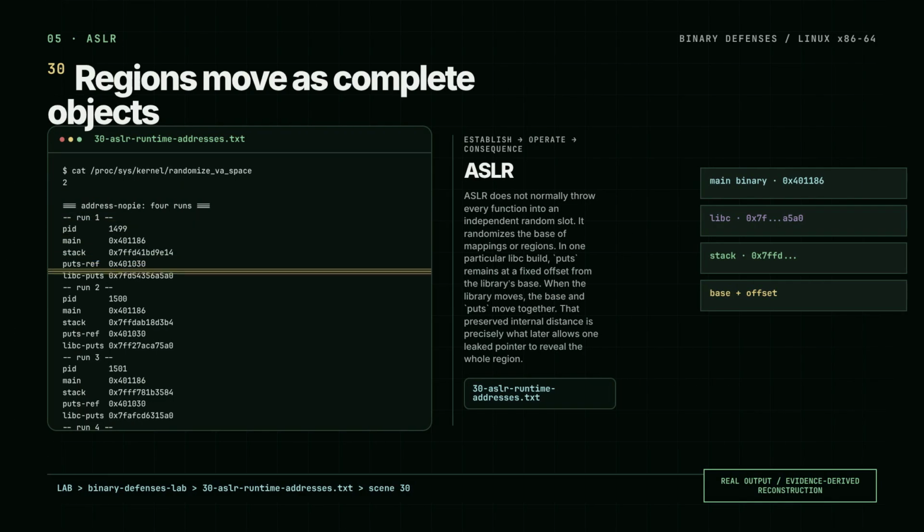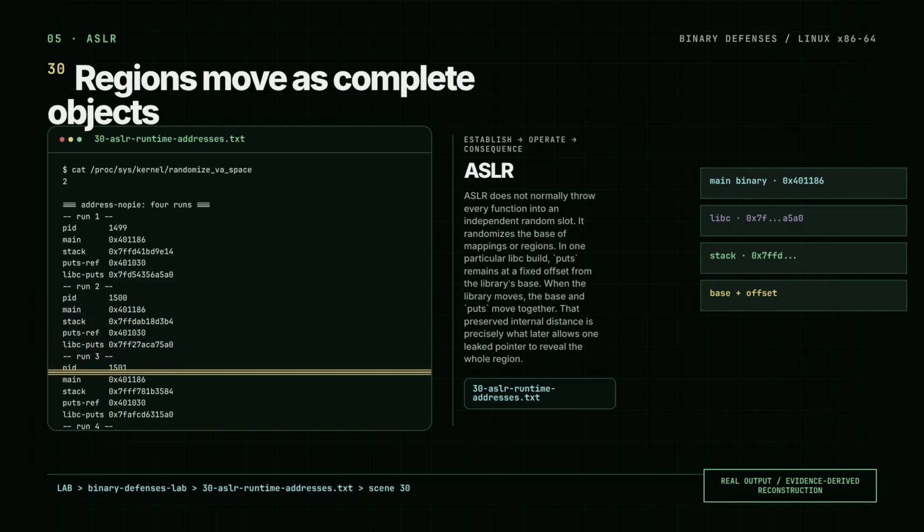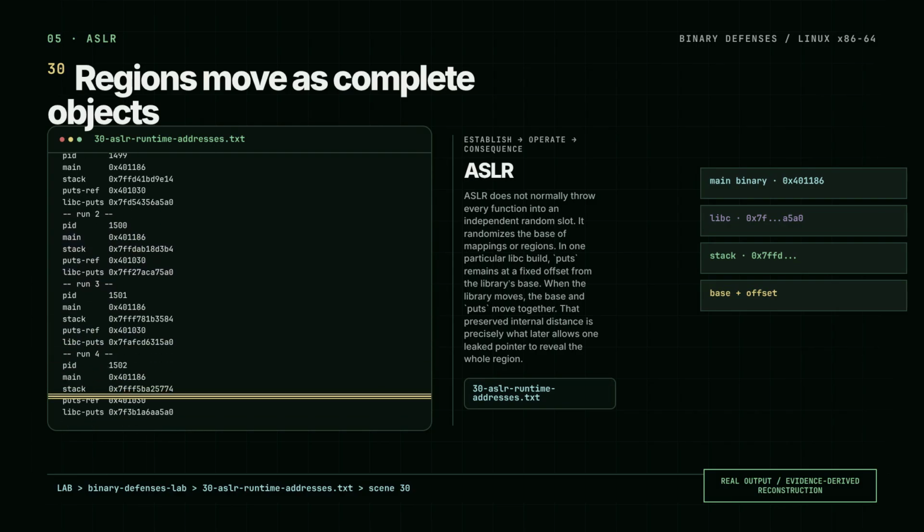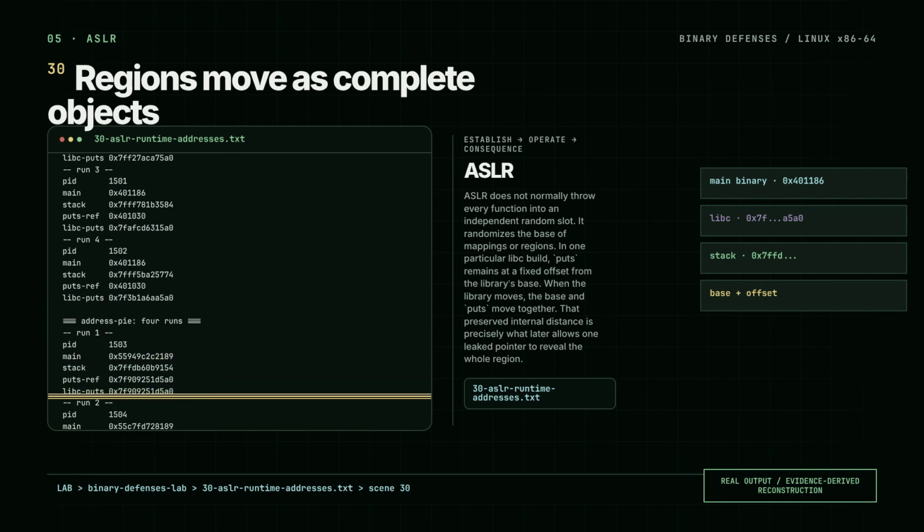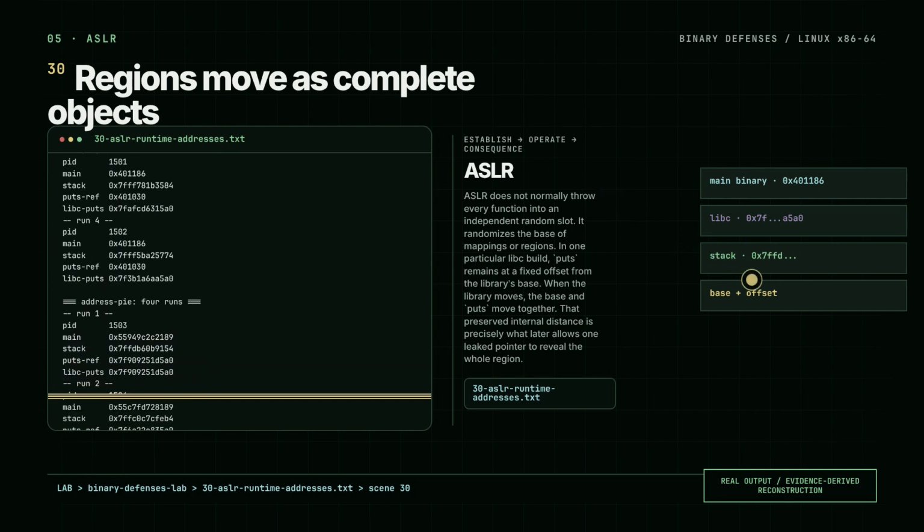ASLR does not normally throw every function into an independent random slot. It randomizes the base of mappings or regions. In one particular libc build, puts remains at a fixed offset from the library's base. When the library moves, the base and puts move together. The preserved internal distance is precisely what later allows one leaked pointer to reveal the whole region.